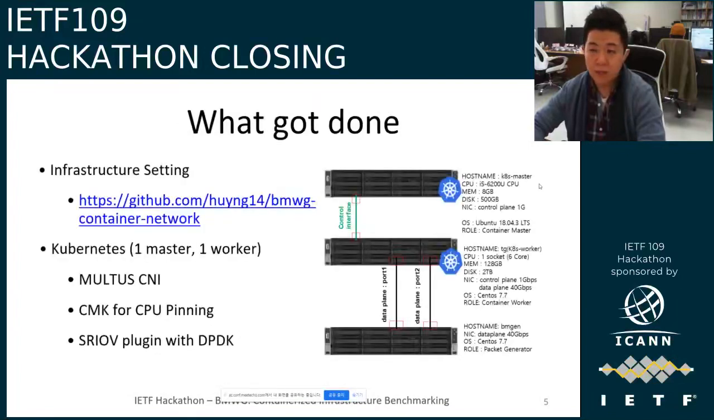So in this hackathon we set up our test bed like this. We use three servers. One is for the master and another one is for the worker node for the container. And the last one is for the packet generator. So we use the T-Rex generator to make the packet and send it to the worker node and get back the packet and figure out the performance at the T-Rex generator.